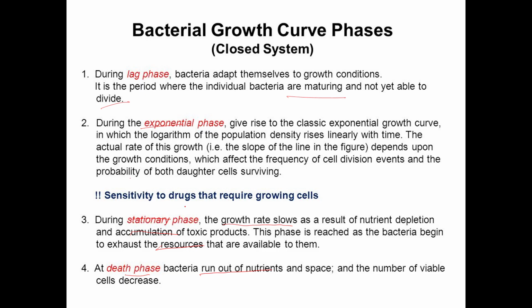So this is the overall description of the phases of the bacterial growth curve, which will help us to describe antimicrobial agents and bacterial growth and development.